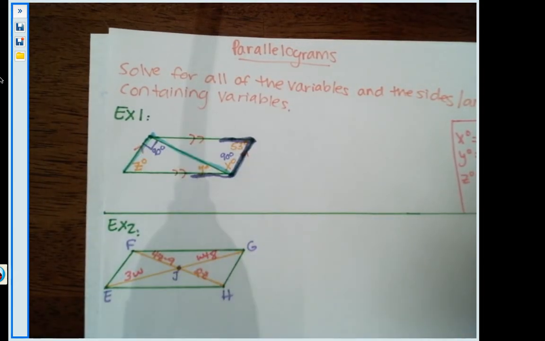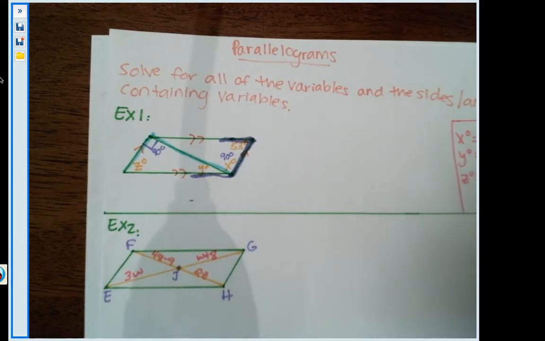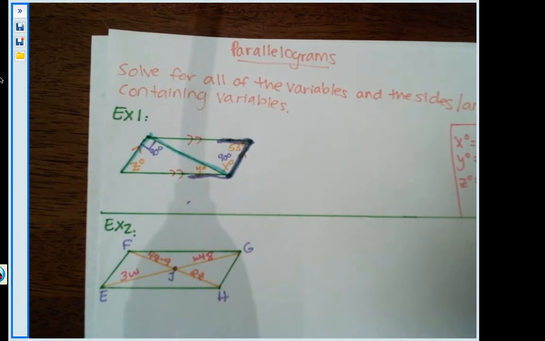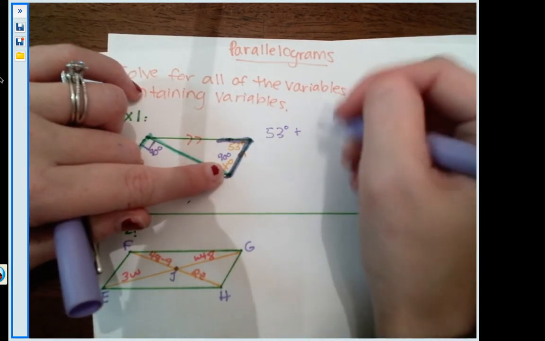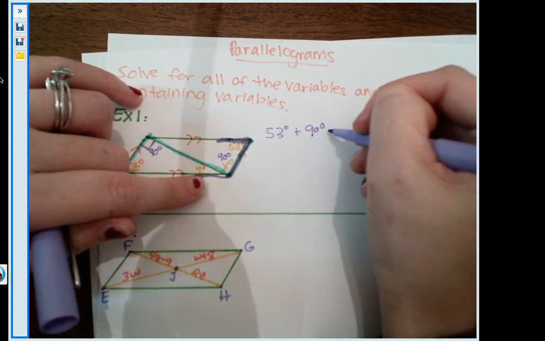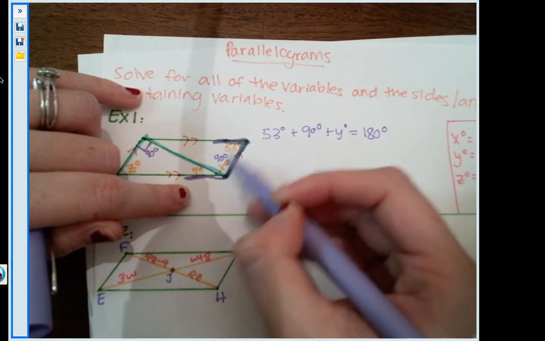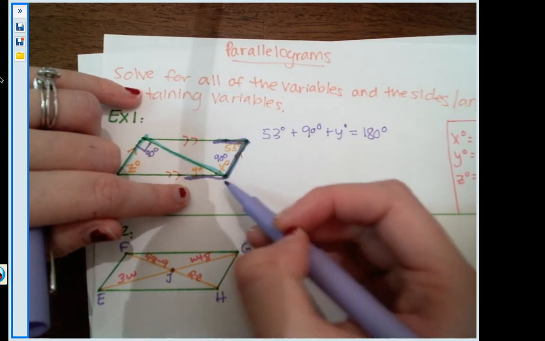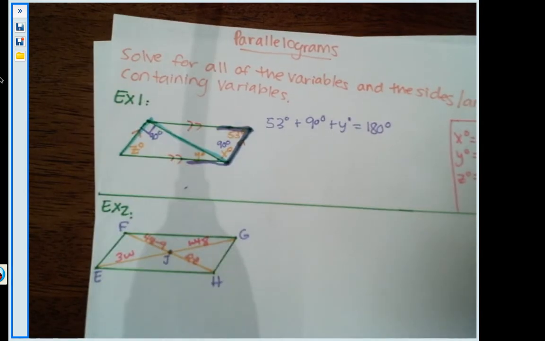We know about parallelograms as well as parallel lines sliced by a transversal. We know that same side interior angles are supplementary. So this angle and this whole angle will add up to be 180. I'm going to use that to help me find what angle Y is. I know that 53 degrees plus angle X, which is 90 degrees now, plus angle Y should all add up to 180. Because these two angles, when you combine them with this angle, form the C, they have to be 180. So let's figure out what angle Y is going to be.